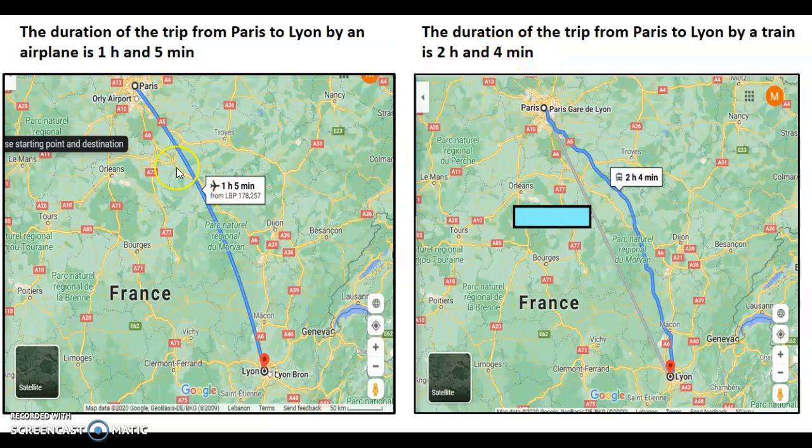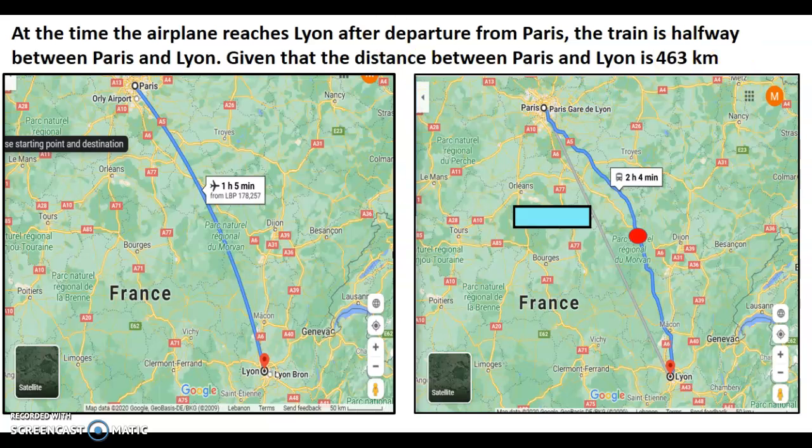So as you can see on the map here, using the airplane, it needs 1 hour and 5 minutes to cover this distance. However, it needs 2 hours and 4 minutes to cover almost the same distance by the train. So it needs more time.